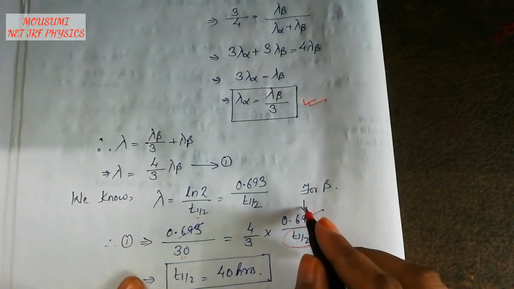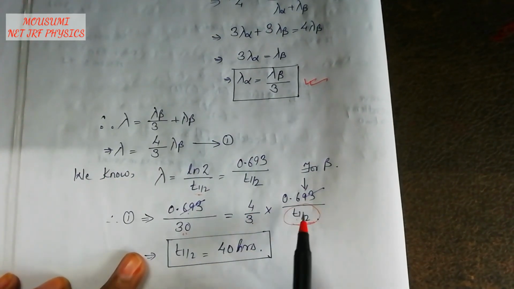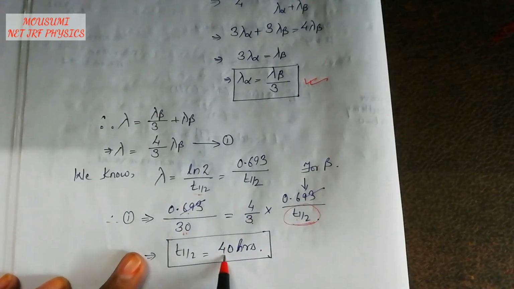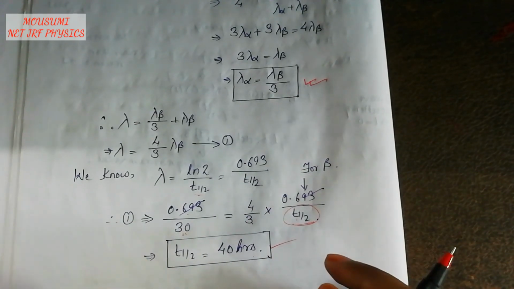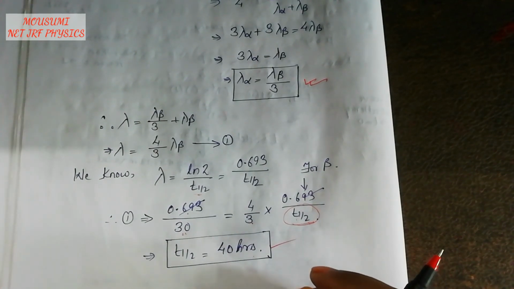This formula is for the beta. Okay, so finally this 0.693 and 0.693 will get cancelled, and t half will be equal to what? This is 3 times 30, that is equal to what? 40 hours. The correct answer is 40 hours. So this is simple and it is a good question. You should solve and see.